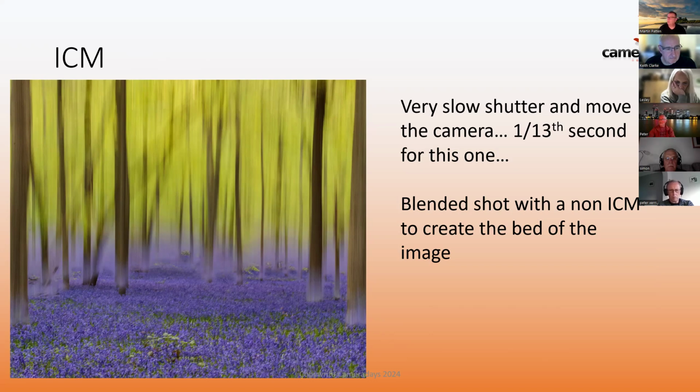So this one actually was a 13th of a second, with me moving my camera down as I press the shutter, or up or sideways, trying all different kinds of things to get that intentional camera movement, because we should define that, shouldn't we? Not everyone might know what ICM stands for. But I didn't like what it did to the bluebells. So I actually took two pictures and blended them together, because I liked the sense of the movement and the streakiness of the trees, but I didn't like it in the foreground. So I put two together.